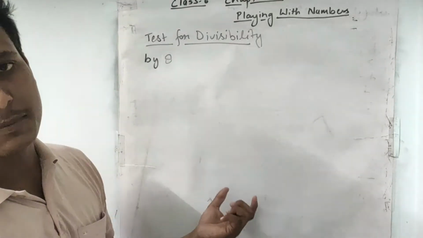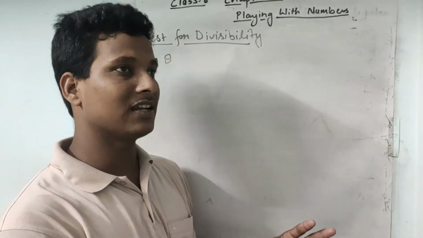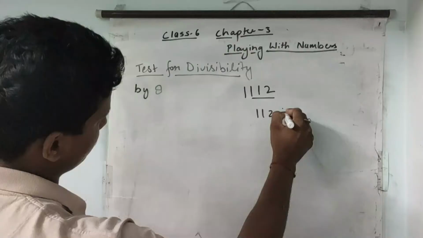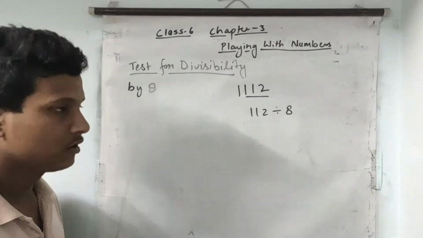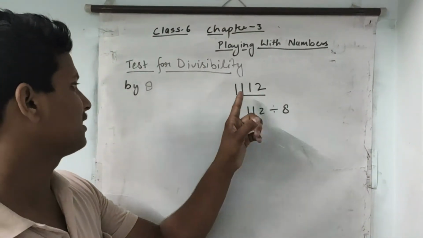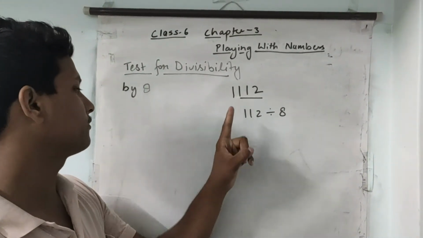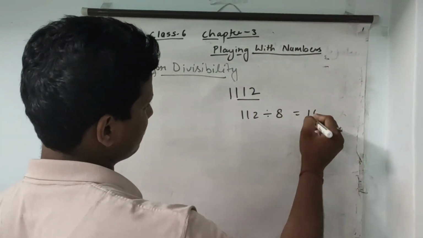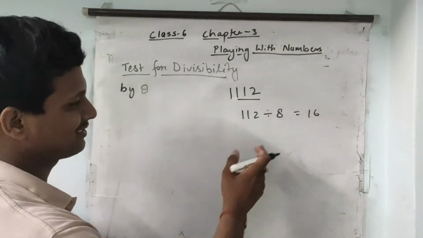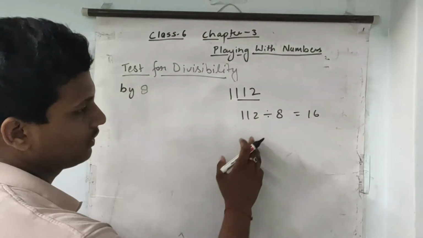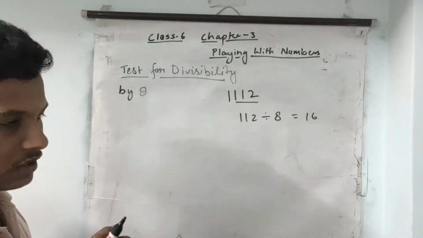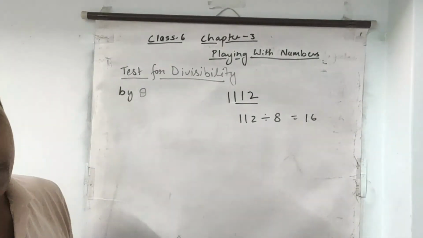For checking divisibility by 8, we need to check the number formed by the hundreds, tens and unit place, these 3 digits. So we have taken 112, that is the last 3 digits of 1112. Now we will check by 8, so it is 16. 16 8s are 112, that we know. So it is clearly divisible by 8, so the whole number is also divisible by 8. So that is the divisibility by 8.